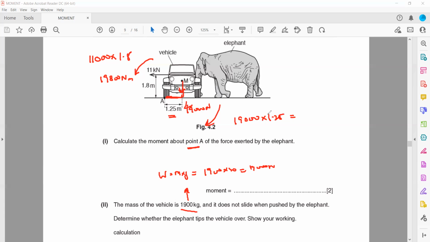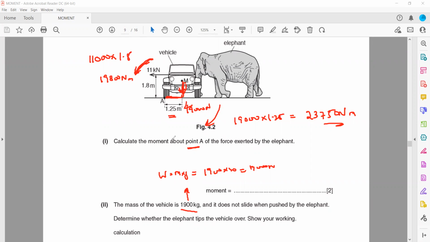19,000 multiplied by 1.25. What's the resultant moment? 23,750 newton meter. So the turning effect due to the car is more than the turning effect by the elephant. This means the elephant cannot topple the car, and the car will remain stable. So we have to determine whether the elephant tips the vehicle over.